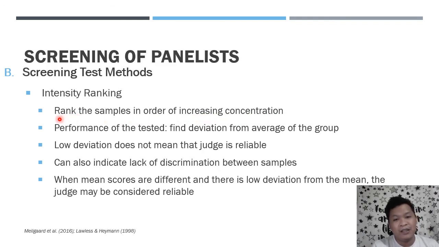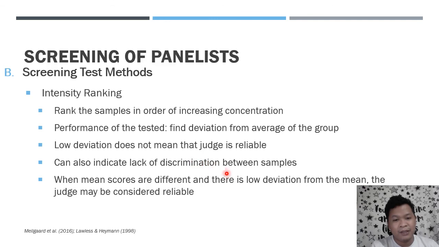So panelists are instructed to rank the samples in order of increasing concentration. And to test the performance of the panelists, una, tingnan mo yung deviation niya mula sa group mean, okay? Although it doesn't mean na mas malapit siya sa group mean ay automatically reliable na siya. Kasi pwede rin ibig sabihin lang nito ay hindi talaga nila ma-differentiate yung samples. So what you're expecting is that although there is this one group mean, yung individual means ng kada tao ay maaaring magkakaiba.